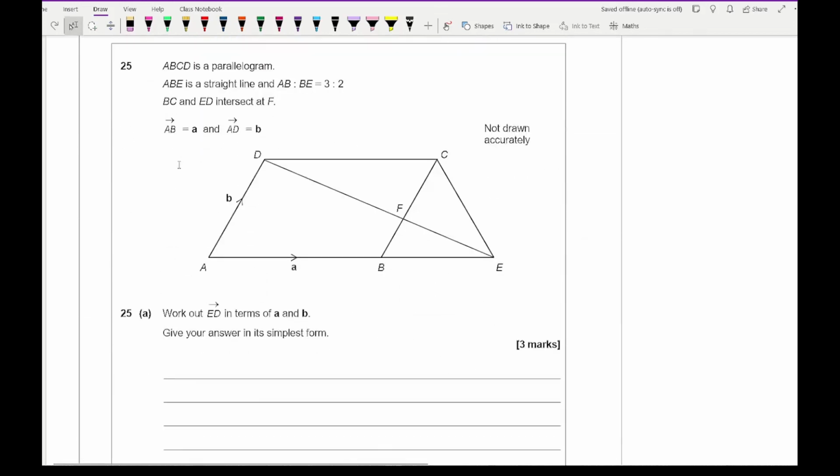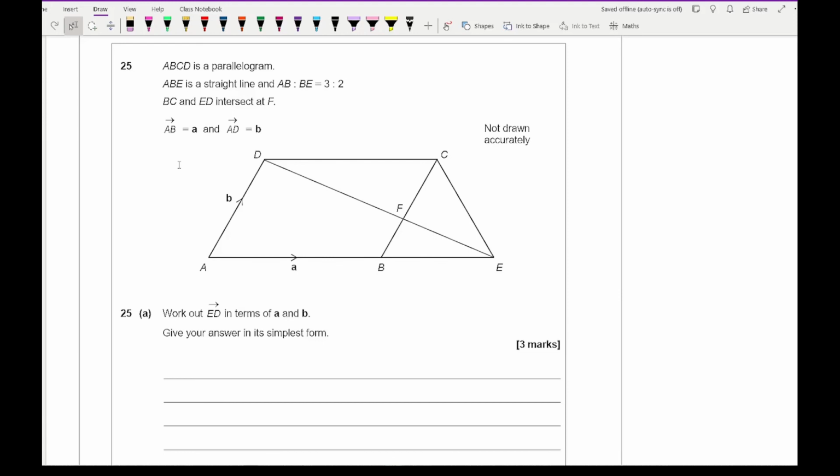Then moving on to our last question, question 25, which looks at vectors. It says that ABCD is a parallelogram. ABE is a straight line from A to B, where the ratio of AB to BE is 3 to 2. BC and ED intersect at F. AB is equal to a and AD is equal to b. Question a says work out ED in terms of a and b. Give your answer in its simplest form.